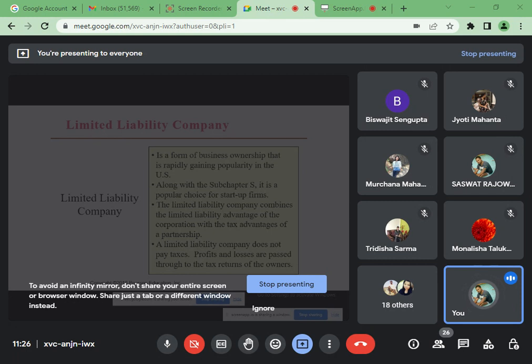Limited liability company. It is a form of business ownership that is rapidly gaining popularity in the US. Along with the subchapter S, it is a popular choice for startup firms. The limited liability company combines the limited liability advantage of the corporation with the tax advantage of a partnership. A limited liability company does not pay taxes. Profits and losses are passed to the tax returns of the owners. So these are a few advantages of a limited liability company.